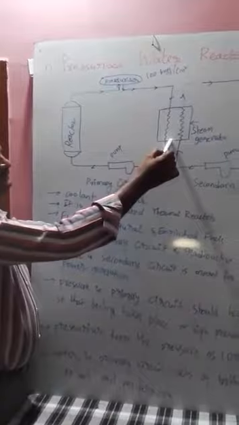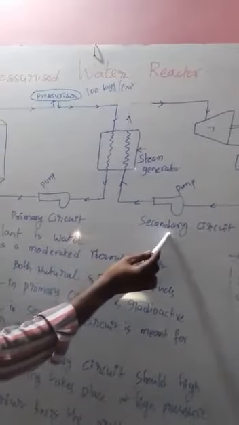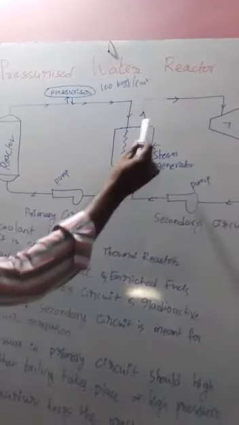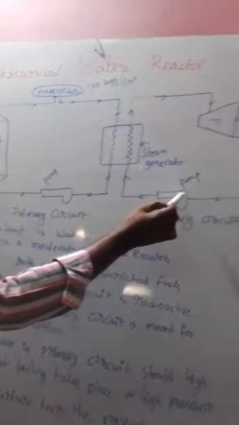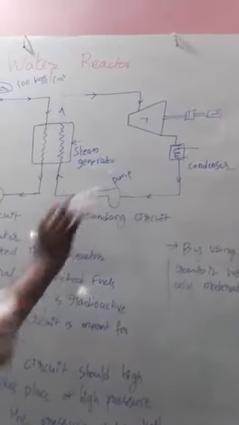Let us discuss the working principle of the pressurized water reactor. What are the components present in it? Reactor, coolant, circulating pump, pressurizer, and steam generator. This is also called a heat exchanger. This figure contains two circuits, primary circuit and secondary circuit. In the secondary circuit, the components are feed water pump, steam generator, turbine and condenser.